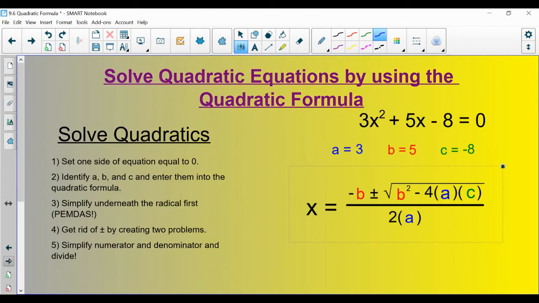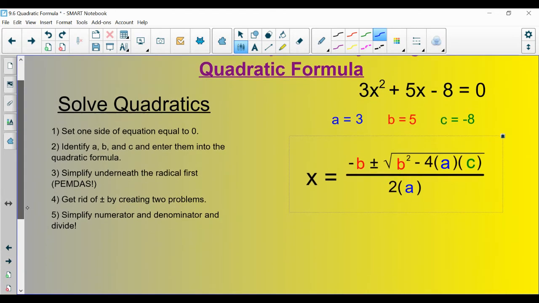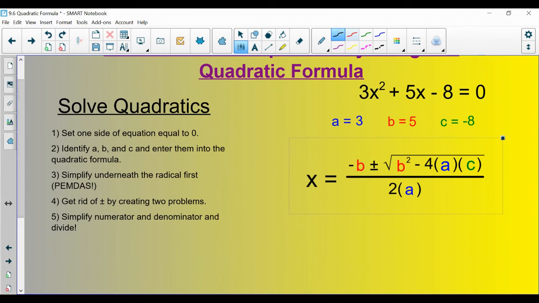So here is a very fun example. It's very fun because it's our first one, and I think that's fun. We have the quadratic 3x squared plus 5x minus 8. So one side is set equal to 0. We're good on that end. Boom. Identify a, b, and c.